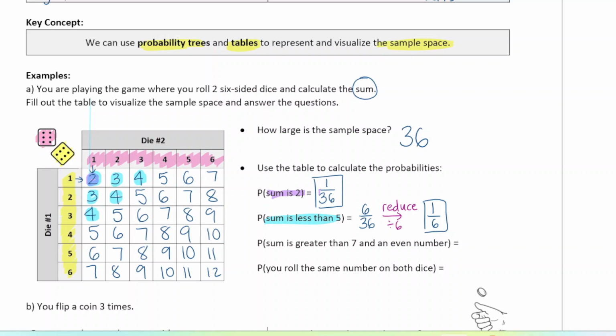I'm going to box in all my answers here. Okay, next one. The sum is greater than 7 and it's an even number.